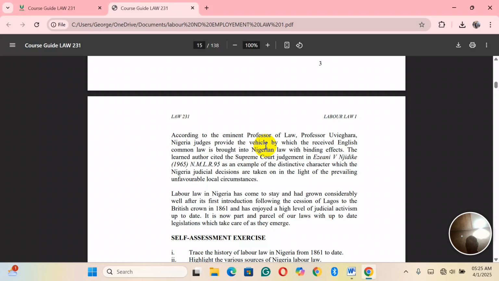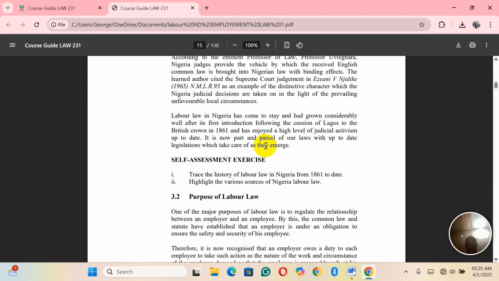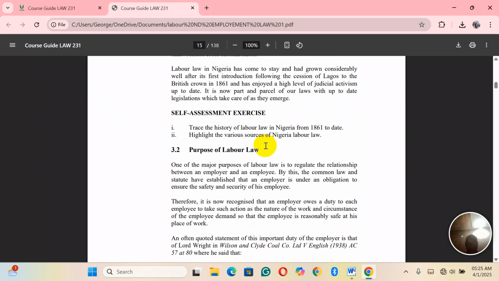So labor law in Nigeria has come to stay and has grown considerably well after its first introduction following the cession of Lagos to the British Crown in 1861, and has also enjoyed a high level of judicial activity up to date. It is now part and parcel of our law, with up-to-date legislation which takes care of issues as they emerge. Now, looking at the purpose of labor law, one of the major purposes of labor law is to regulate the relationship between an employer and employee.